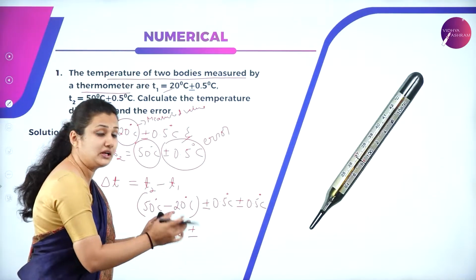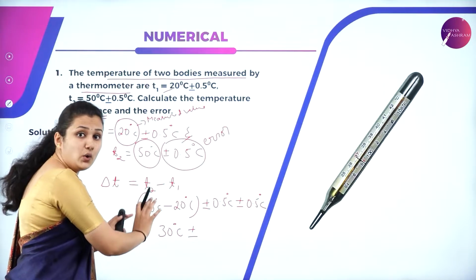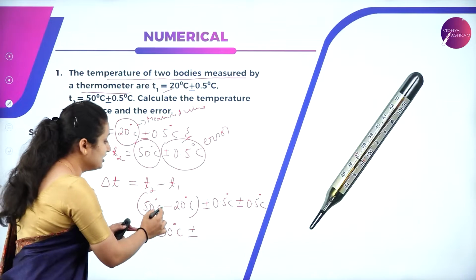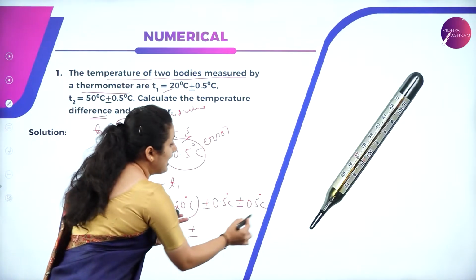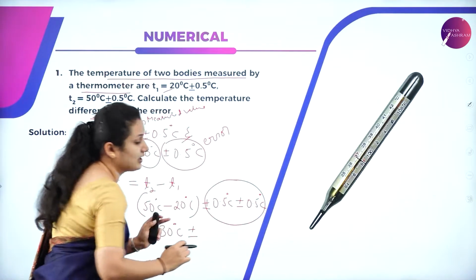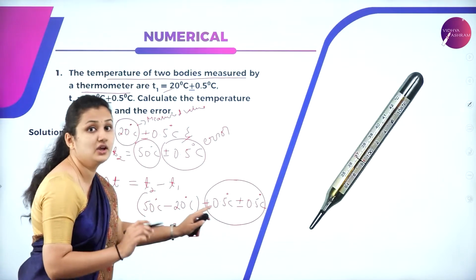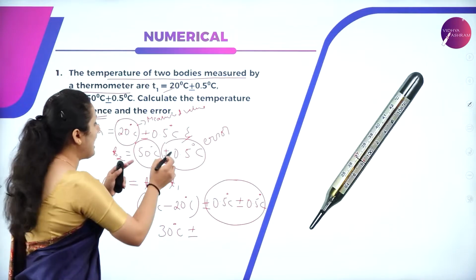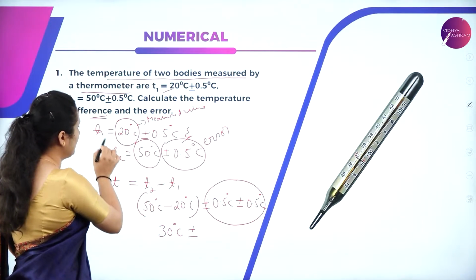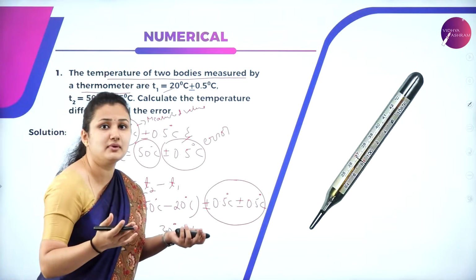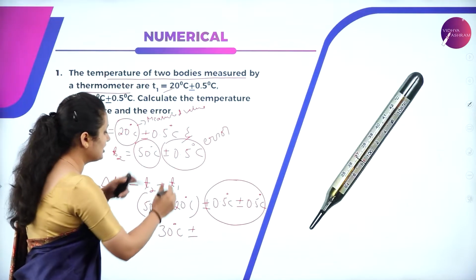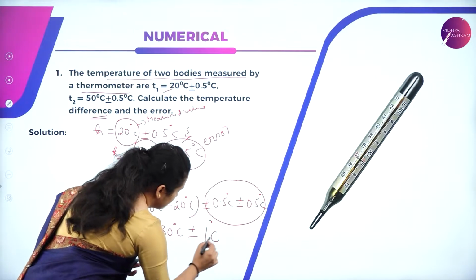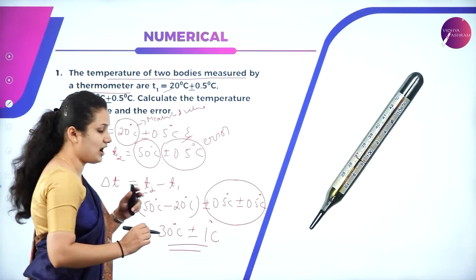I mentioned clearly, I am not bothered whether you add or you subtract them. They have asked you to find the difference. Either you subtract or add, the absolute error in the final result will always be the sum of errors in the individual quantities, T1 and T2, the individual measurements of temperature. So the error will be added up. So it will be 1 degree Celsius. So this is your answer.